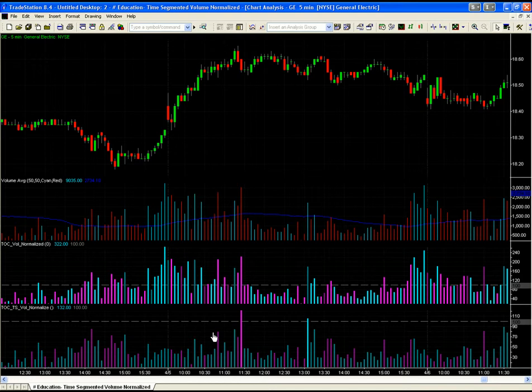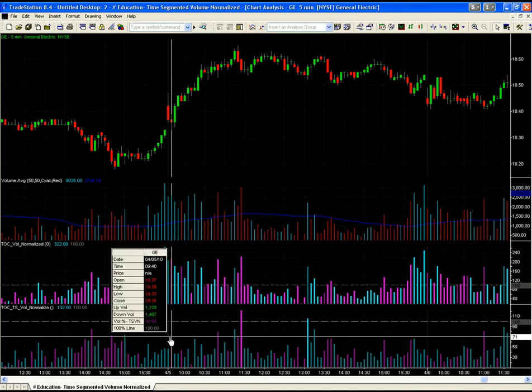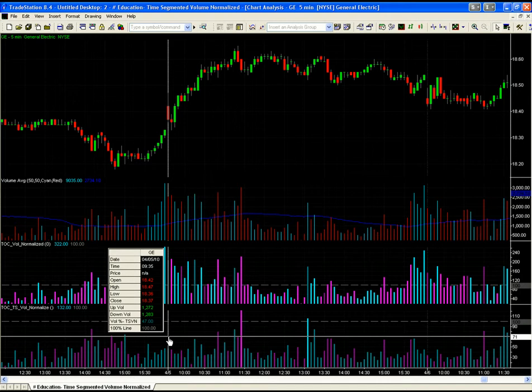It's actually only comparing that bar. For example, this bar is the 9:35 bar. It's only looking at past bars that happened at 9:35. So you're getting a true reading of volume compared to the same time on all the previous trading days. That's what time segmented volume is all about.